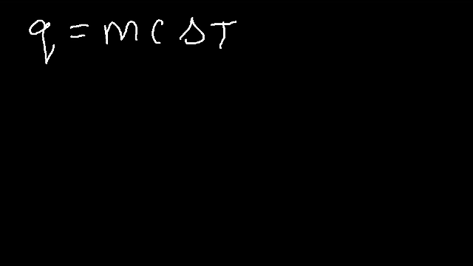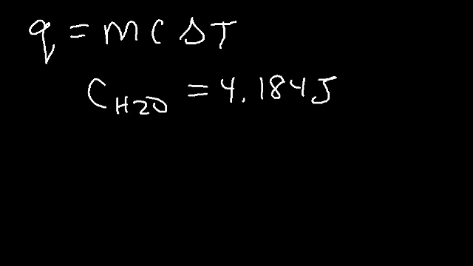Now there are some other equations that you need to know. Q can be calculated using the equation mc delta T. M is the mass, C is the specific heat capacity, and in the case of water, it's 4.184 joules per gram per Celsius. So what this means is that if you have a 1 gram sample of water, it takes 4.18 joules to heat up that 1 gram sample of water by 1 degree Celsius.